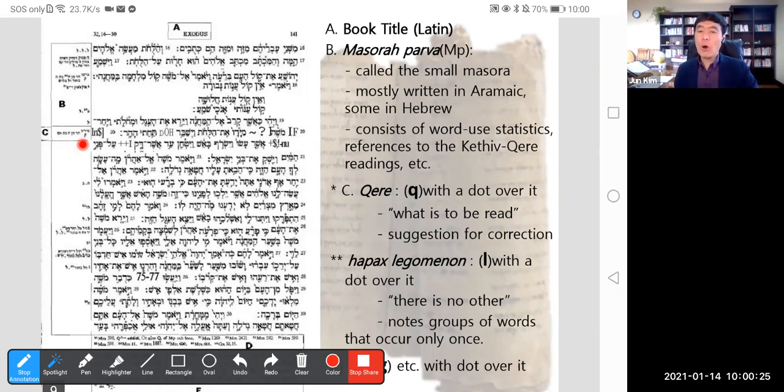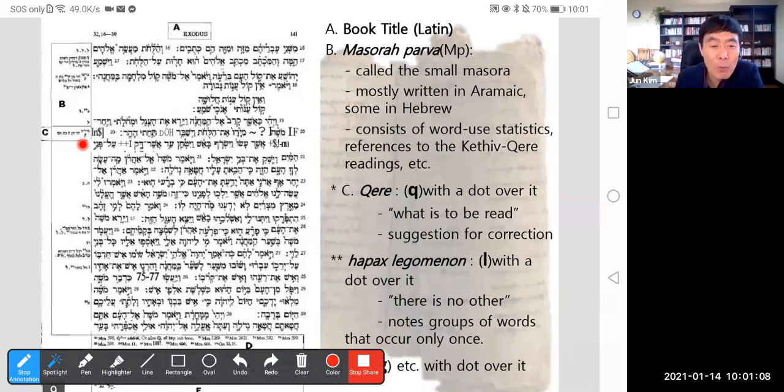Qere, qof with a dot over it, means what is to be read: a suggestion for correction. As I said, when the Masoretic scholars copied the manuscript, they could see an obvious error. So instead of correcting it in the passage, they put the information that it must be wrong, and their recommendation is written on the left or right margin. Whenever you see qof with a dot over it, it is called Qere, and it provides the information of the Masoretic suggestion.